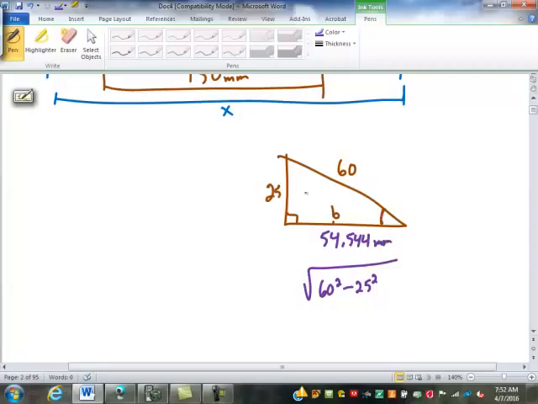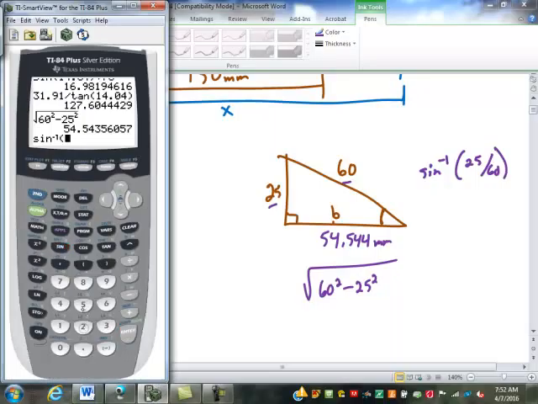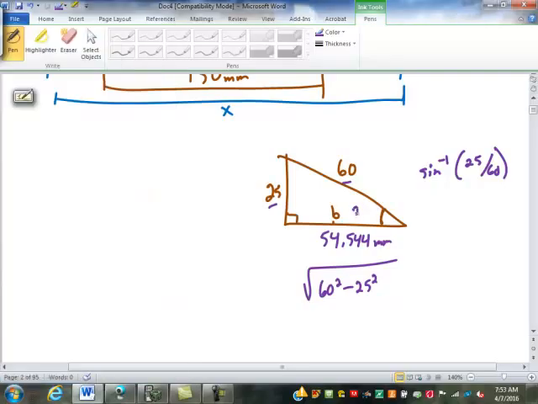This angle here, that's the opposite, that's the hypotenuse, so it's going to be an inverse sine of 25 over 60. That's 24.62 degrees.